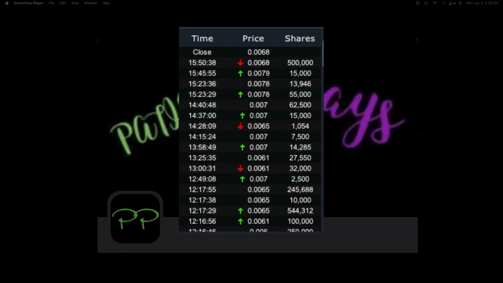Level 2 also gives you a time and sales box where you can see every transaction that's being made, including the price and the quantity. If the transaction is displayed in red, it generally means that someone is selling into the bid. And if you see it in green, it generally means that someone is slapping the ask.